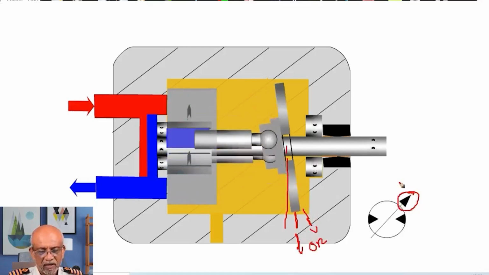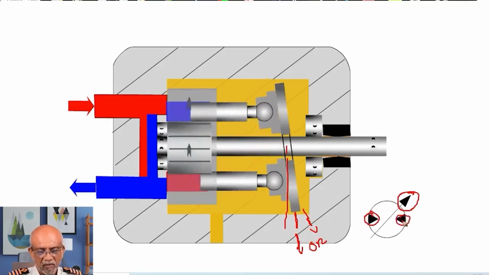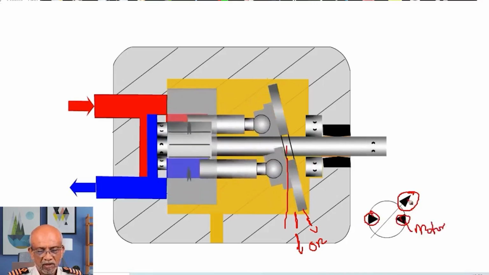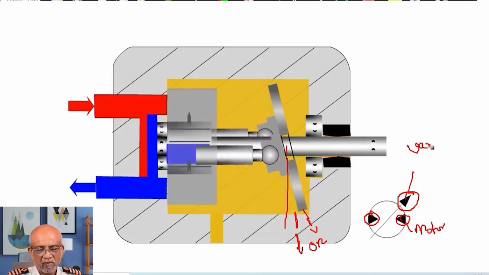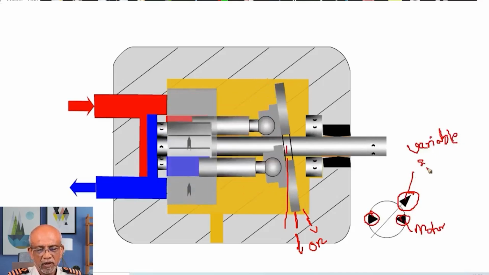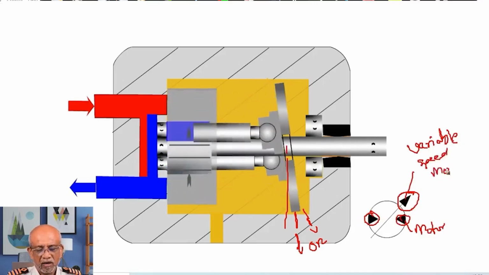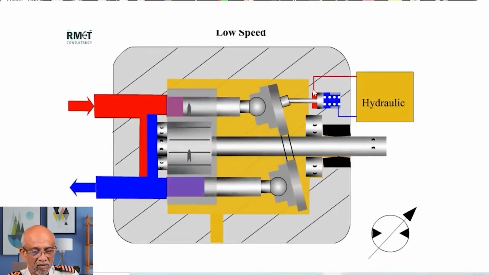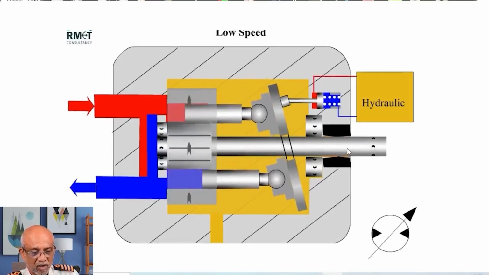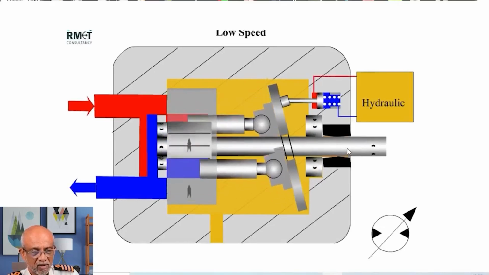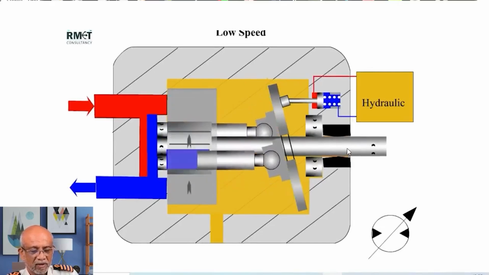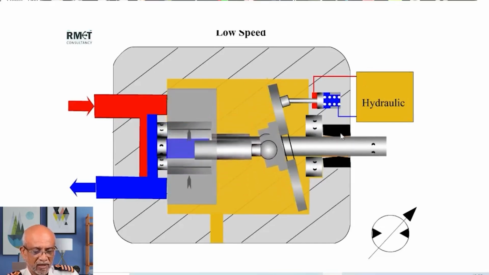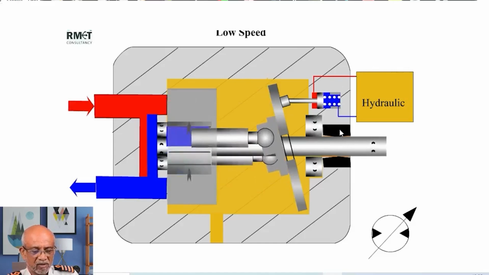These 2 arrows are telling me that it is a motor, and this arrow is telling me that it is a variable speed hydraulic motor. Now we talk about who is going to move the swash plate of that hydraulic motor. It can be with a hydraulic control, you see, hydraulic control, correct, or it will be an electronic control. So now you can see that this is the hydraulically controlled motor.